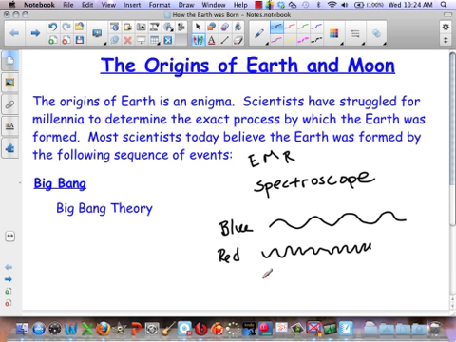Okay? So if things are moving toward us, we get a red view to them because it's compressing that wavelength. If things are moving away from us, it's blue because it's stretching out the wavelength. Okay? Now that light being returned back and forth, it's the same way the Doppler works.